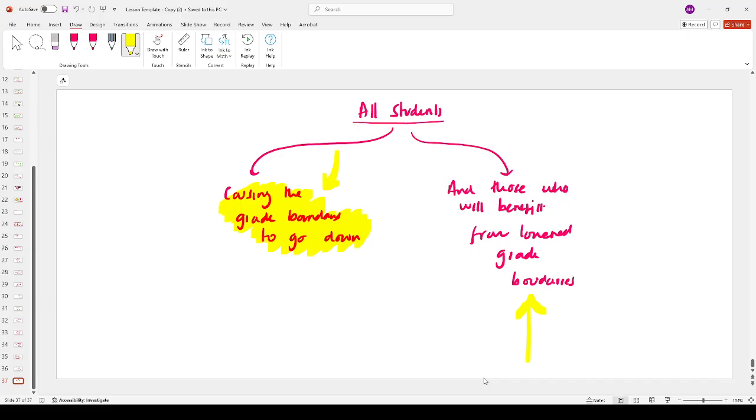Okay, so like I said, guys, you're gonna fall into two groups: either those who are causing the grade boundaries to go down, and those who will benefit from the lowered grade boundaries. You decide, guys. That brings us to the end of the lesson.